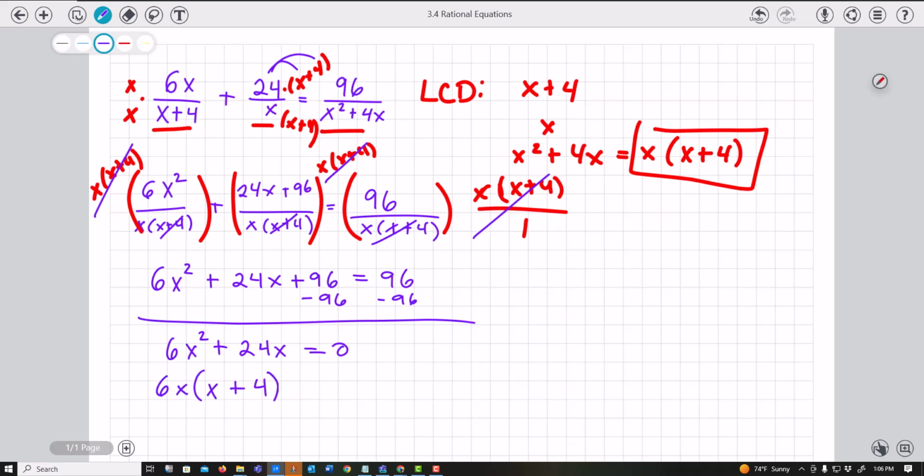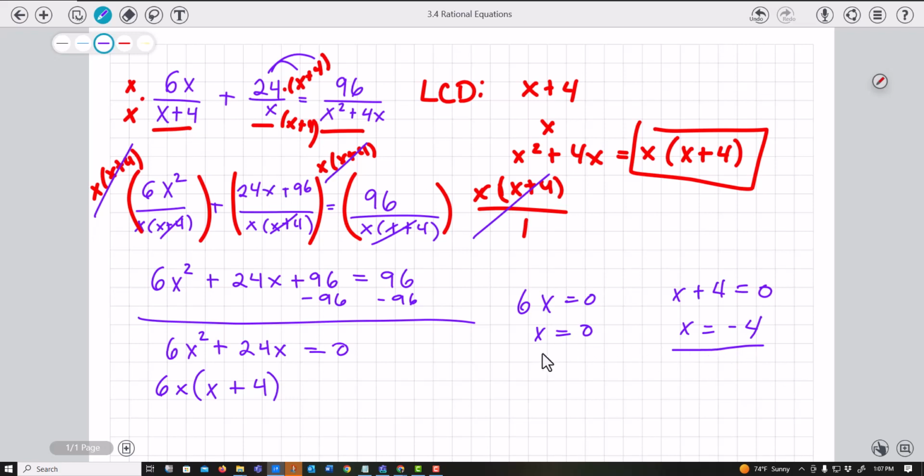I set both of these factors equal to 0, so 6x equals 0, and x plus 4 equals 0. Looks like x will equal 0 if I divide by 6, and x equals -4. So I have these two solutions. Now, you have to be careful though, because notice this x equals -4. Can you plug in a -4 right here? I think not, because you're going to be dividing by 0.